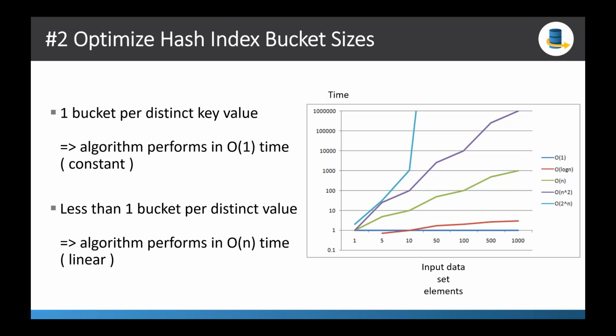If we avoid collisions on our hash buckets, i.e. we only have one item per bucket, we avoid having to scan through the hash chain. The algorithm behaves in an order one fashion. That means we hit the bucket, and irrespective of the size of the input data set, the scan time is constant. If we start getting collisions, the time complexity of the algorithm changes to order n, which means the time becomes linear depending on the number of items in the input data set.